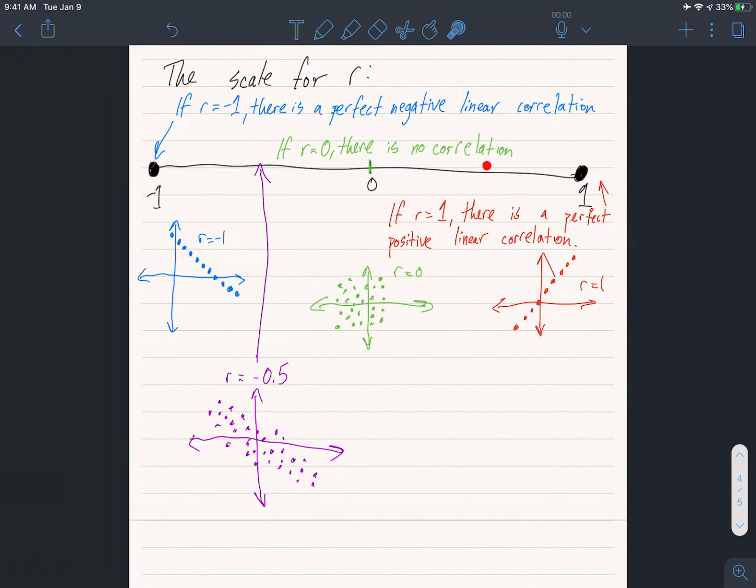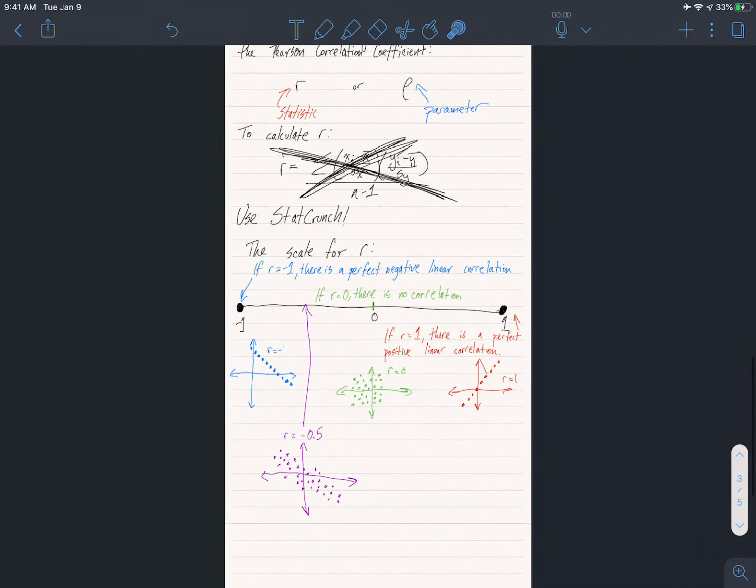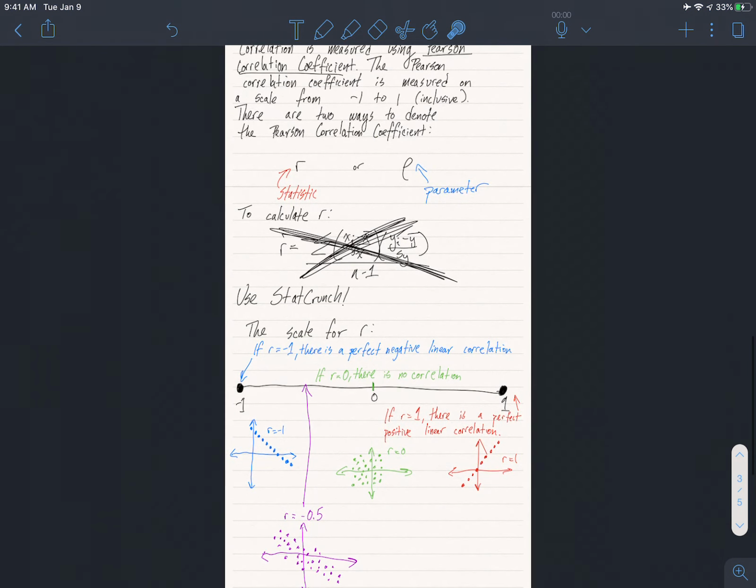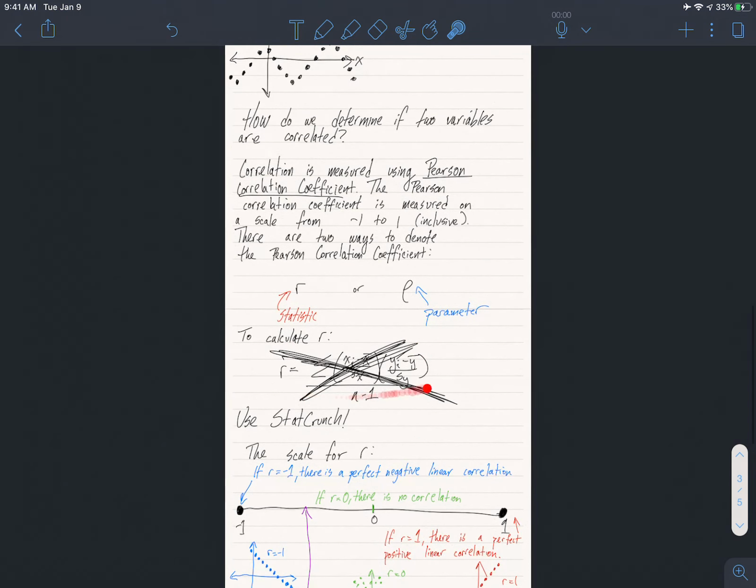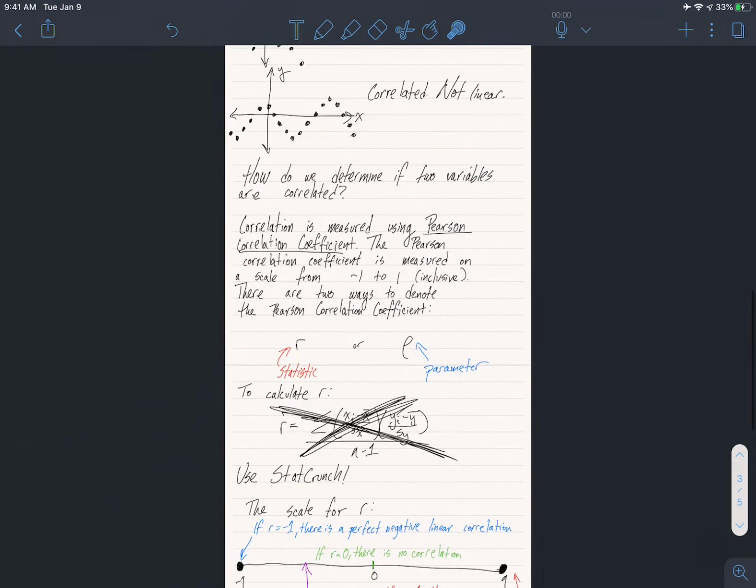And everywhere in between, right? Like if I had R equals like 0.9 up here, it'll look really close to a nice perfect line. A little variation like this, and it would be positive as well. All right, so there's our scale. So we know what the values of R mean. How to calculate it, we know, but really we don't because we haven't used StatCrunch yet, but that's how we're going to get it. We're going to calculate R using StatCrunch.